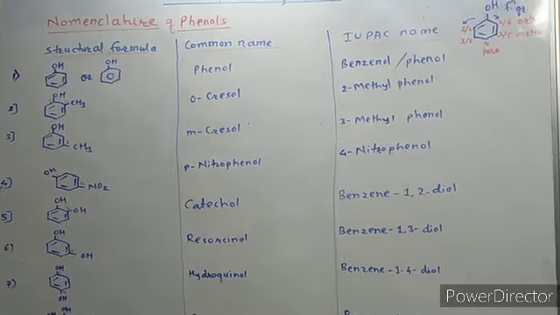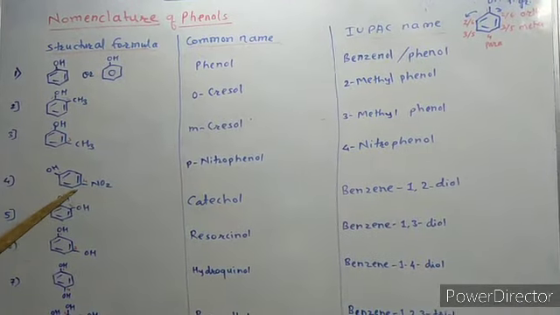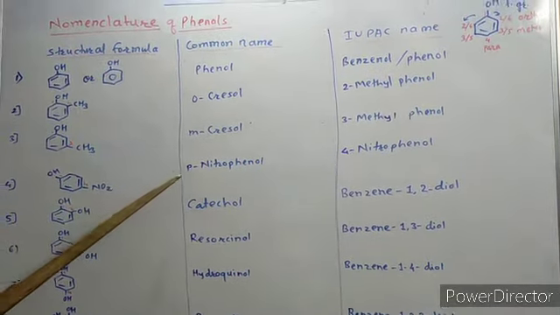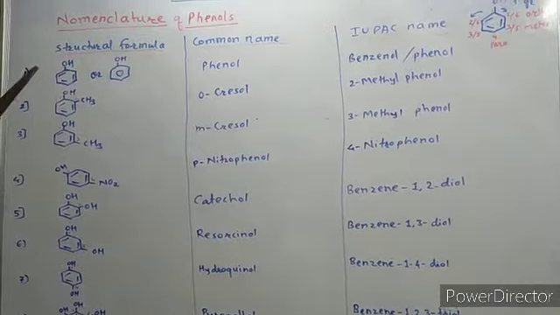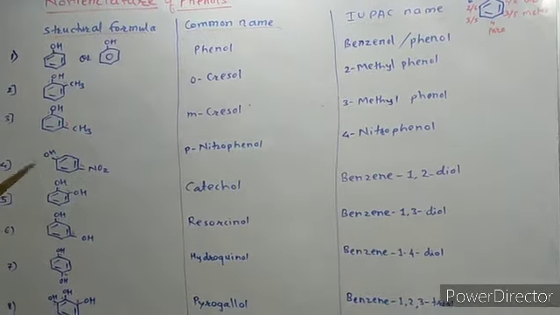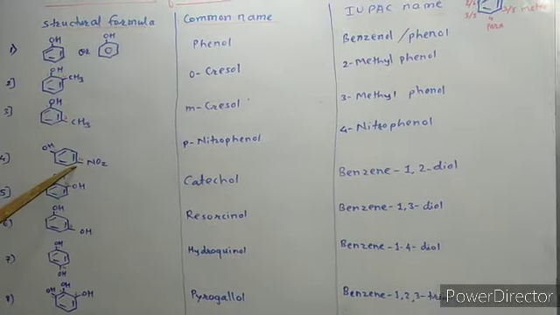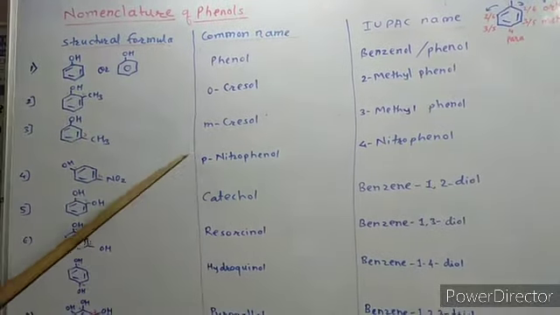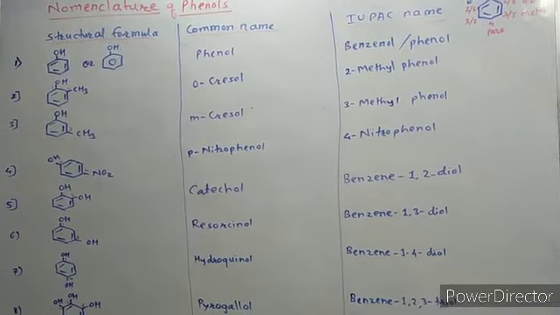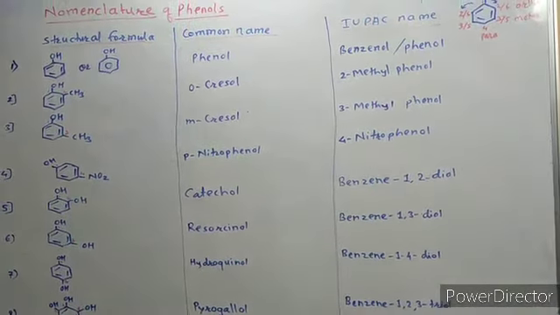Now see the fourth compound. So OH group attached to the first carbon atom, and the nitro group attached to the fourth position, that is the para position. So it becomes p-nitrophenol. And now p means the fourth position. In the IUPAC name, instead of p it becomes 4-nitrophenol. Now in this compound we have seen only one OH group attached to the benzene ring.